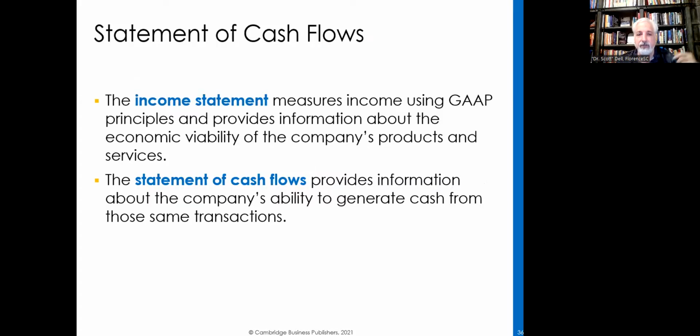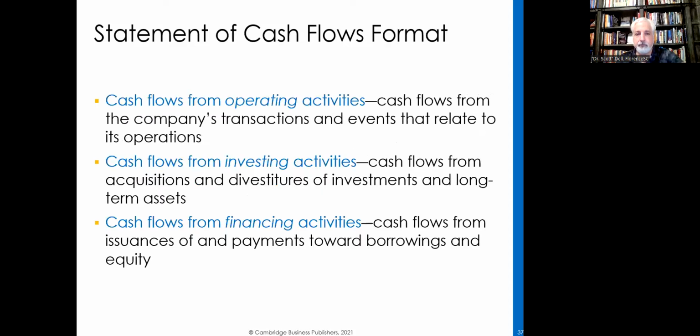Then we have the statement of cash flows. Okay, so income statement, GAAP. We're going to be from products sold, from the operating cycle of what's going on. Statement of cash flows is where we get our cash and where we spend our cash. And you can make all kinds of money, gobs and gobs of money on an income statement, but if you don't get paid, you're going to close your doors pretty quick.